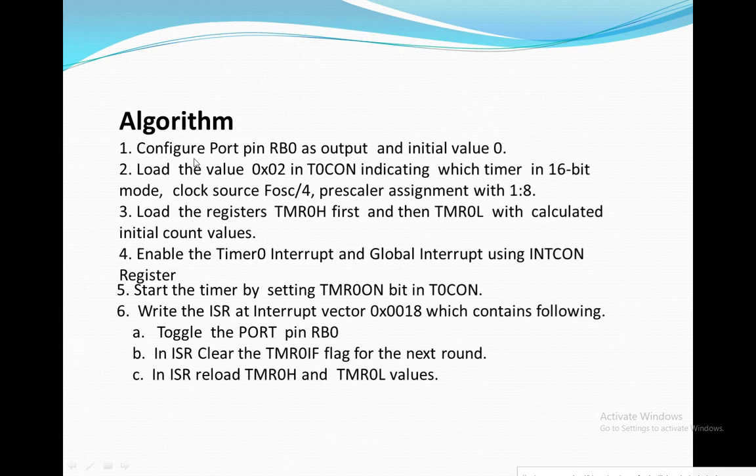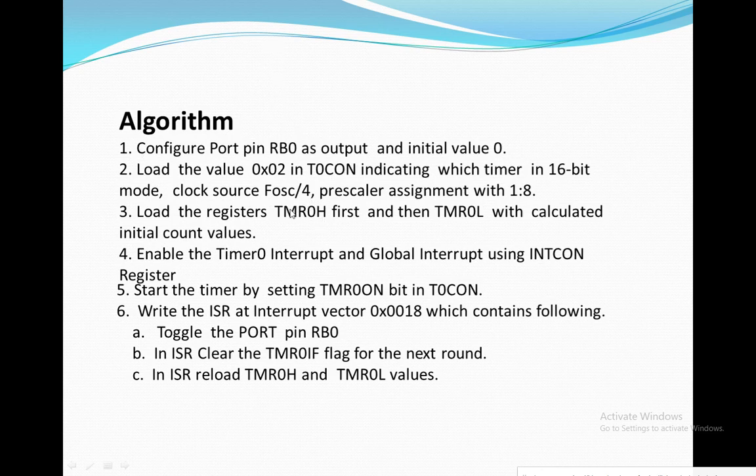In the first step we are going to configure RB0 as an output pin, because we are sending a signal, that is, the square wave, on this particular pin. So this pin should be configured as output by writing 0 as the initial value. Then we will load the timer 0 control register with this value for selecting 16-bit mode, clock source input FOSC by 4, and pre-scaling option 1:8. So this is the value calculated for the T0CON register.